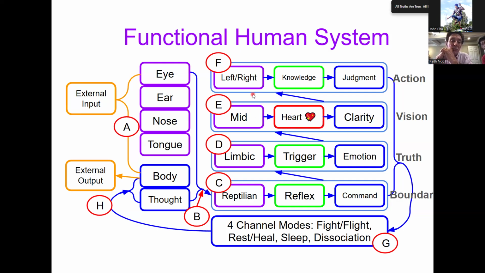Then it goes to our left and right brain, and based on our knowledge database, basically everything we have learned, everything we were taught, everything that we have been conditioned and believed, it's in the left and right brain, the database. And out of it we make judgments.